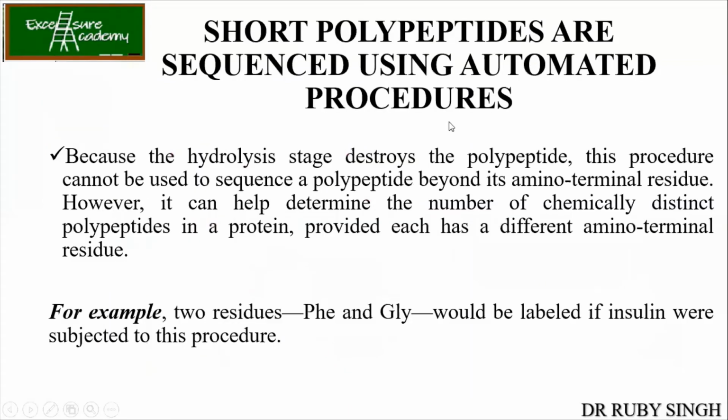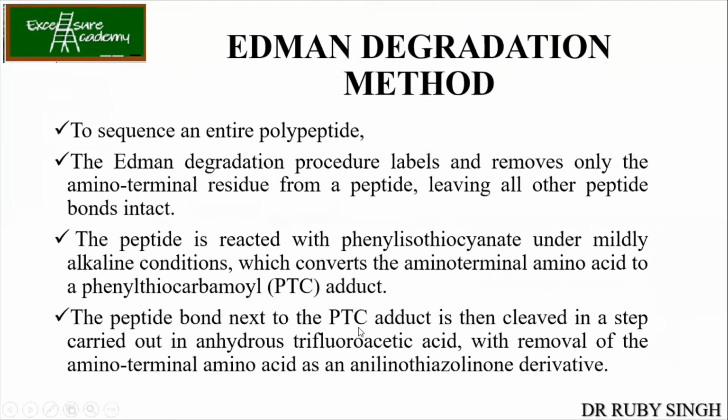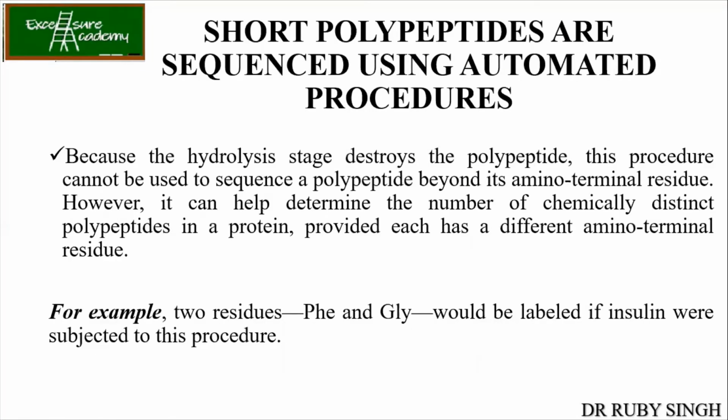Now, because the hydrolysis state destroys the polypeptide chain, this procedure cannot be used to sequence the rest of your polypeptide protein. However, it will just help you to understand the amino terminal residue. For example, in case of insulin, two residues, phenylalanine and glycine, are there. In the case of insulin, what will happen? You know that there are two N-terminal residues. Agree? So, we know that it is phenylalanine and glycine.